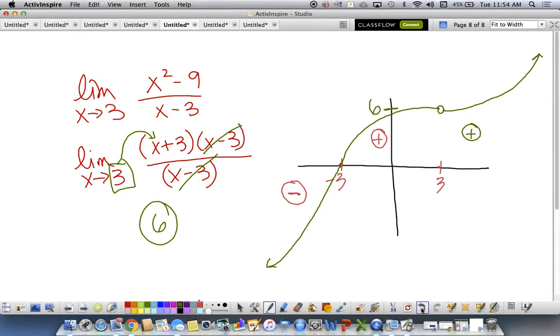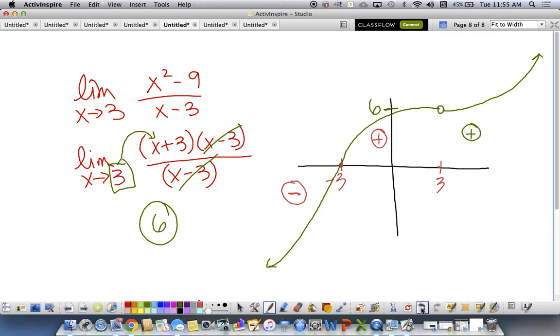We could have gone back and plugged in 2.9, 2.99, 3.1, 3.01, 3.14, 3.159. We could have plugged in those. Well, it hit 6? Will it ever hit 6? No, it will not. It's approaching 6 from the left and the right. There's just a hole in it.